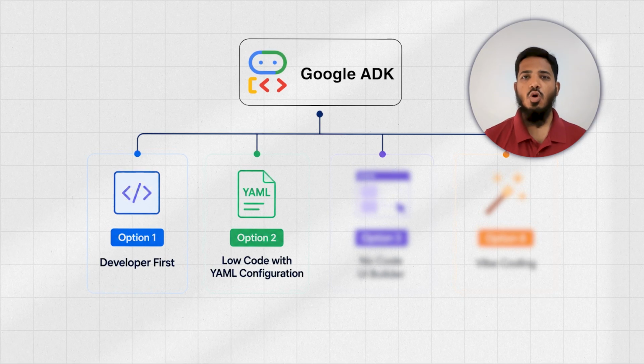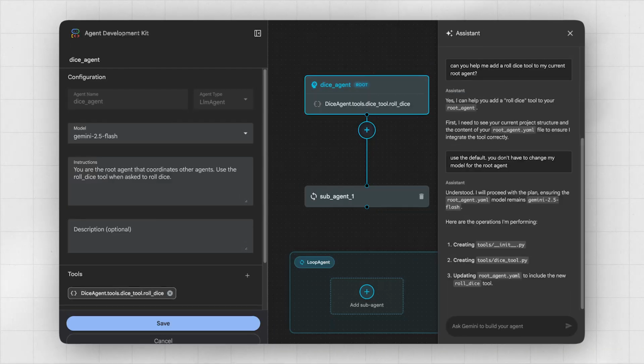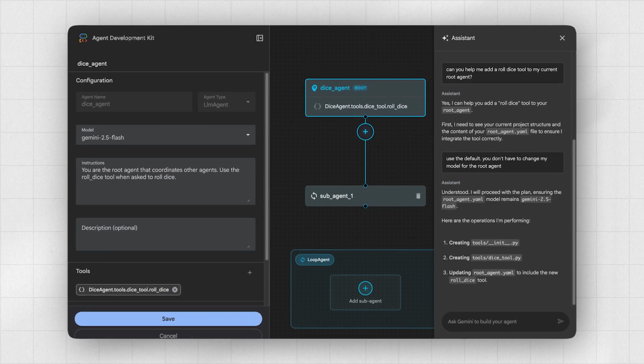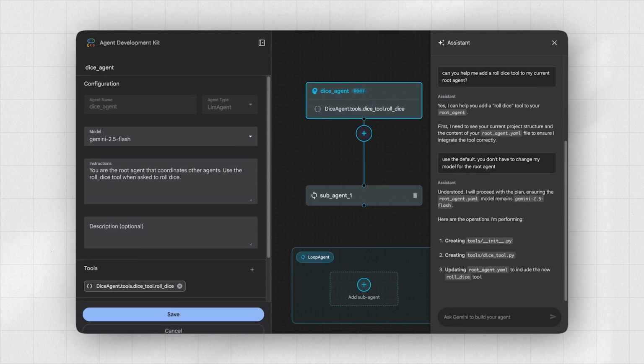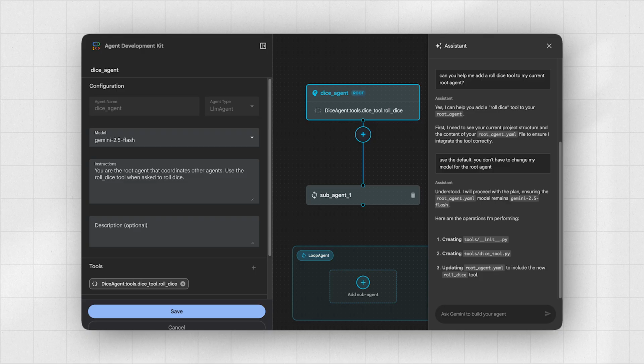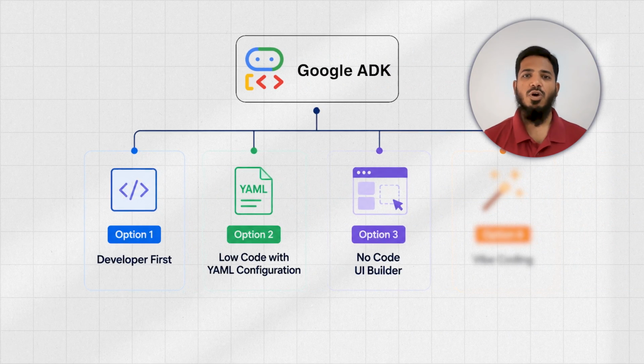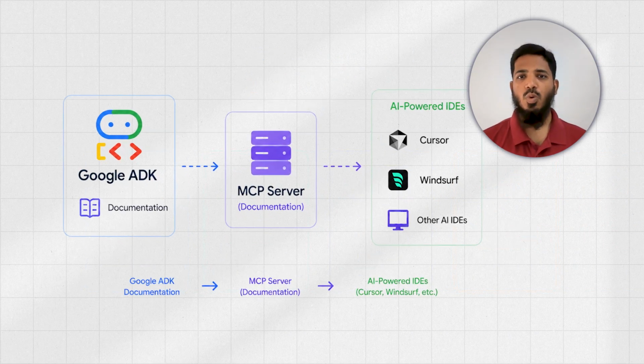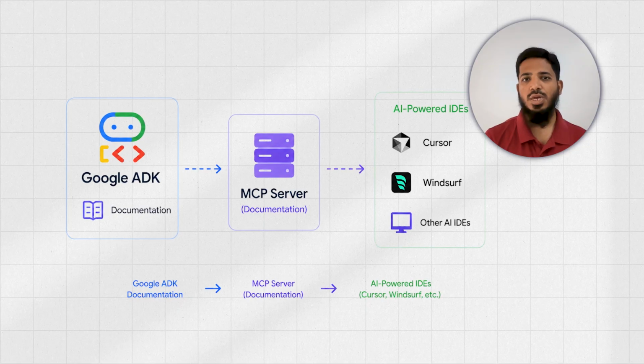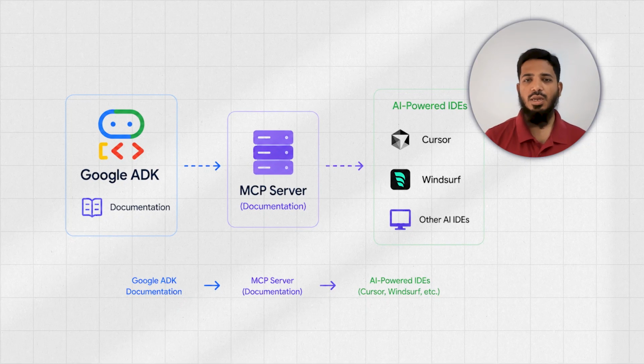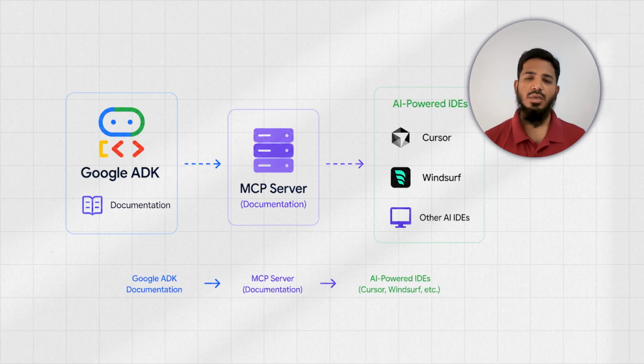Third option is the no-code UI builder. Google ADK provides the visual UI builder so we can create AI agents with drag and drop interactions. Fourth option is for vibe coding. Google ADK provides the MCP server for its documentation, which we can integrate with Cursor, Anti-Gravity, or any other IDEs. This will definitely improve the vibe coding experience.